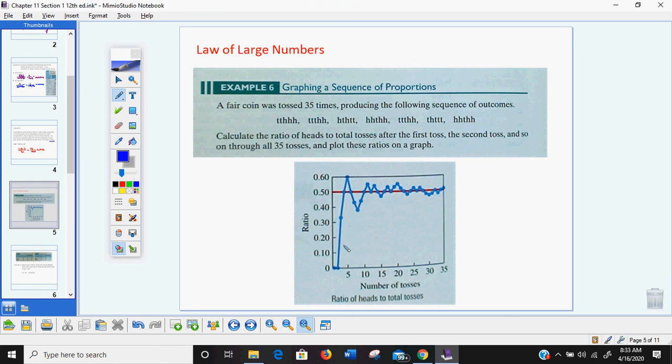So what happens is you end up with this graph that goes up and down and up and down. But the more you do it, which is why it says large numbers, the closer and closer and closer it gets to 1/2. Your decimals get so close to 1/2 that you end up with the probability of 1/2. So you just have to do it several times for it to even out to what we expect to happen.